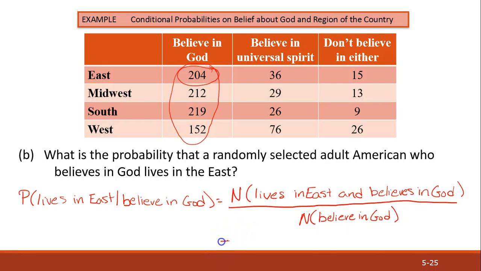Now this, we take exactly what I said, 204 over the total column here, add it up together. 204 plus 212 plus 219 plus 152. And that computation there gives us 0.26, or you can say 26%. There you go. That is that probability.